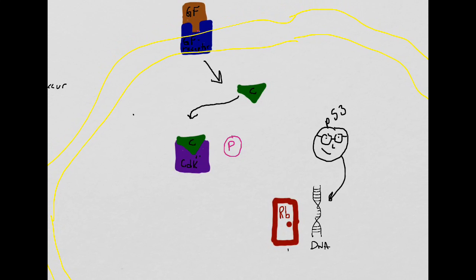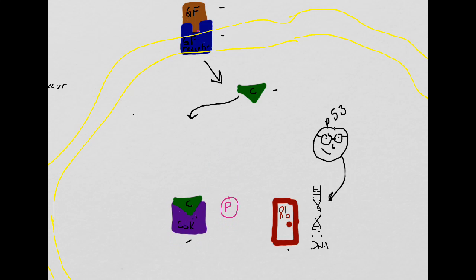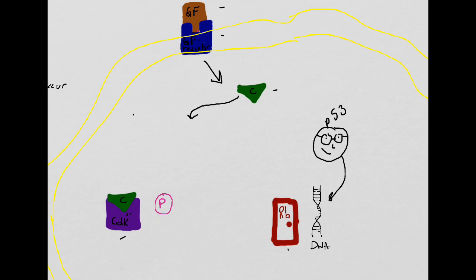This is already happening here. The growth factor has come on board. It's bound to the receptor. The cyclin's been produced. The cyclin is attached to the CDK, and the CDK wants to bring this phosphate down here and phosphorylate RB. Okay. Well, guess what's going to happen? I'm going to move him over a bit. The P53 proteins are going to say, no, this DNA is not okay. And they will come over here and they will block CDK.